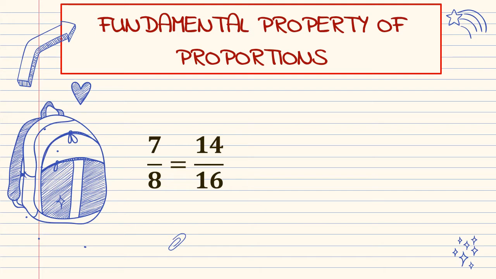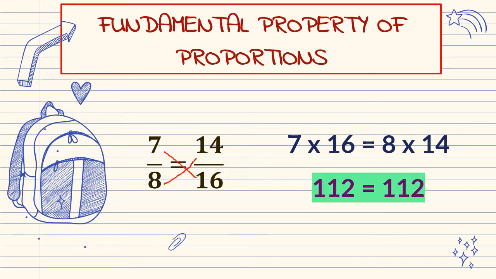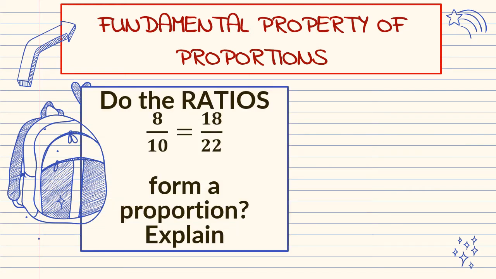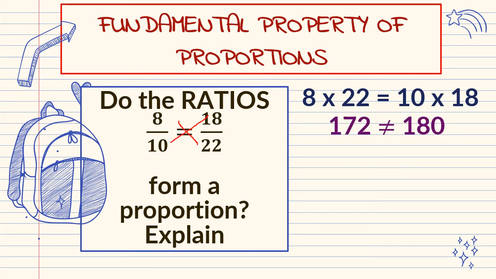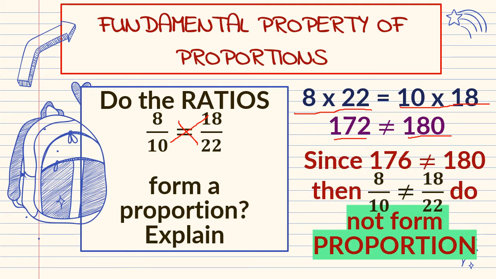7 over 8 is equal to 14 over 16. 7 times 16, cross product or cross multiplication, and 8 times 14. If they are equal, they are a proportion. Another one: do the ratios 8 over 10 and 18 over 22 form a proportion? Let us check. 8 times 22, then 10 times 18. 8 times 22 is 176. 10 times 18 is 180. They are not equal, so they do not form a proportion.